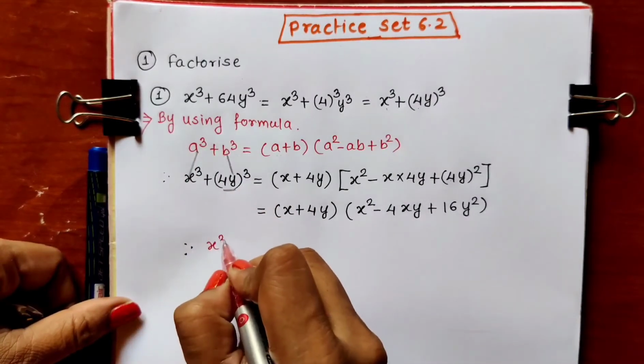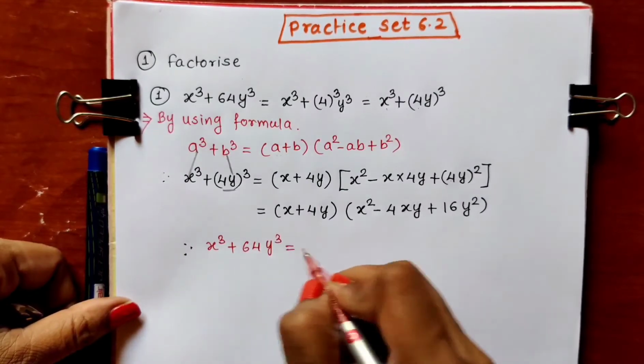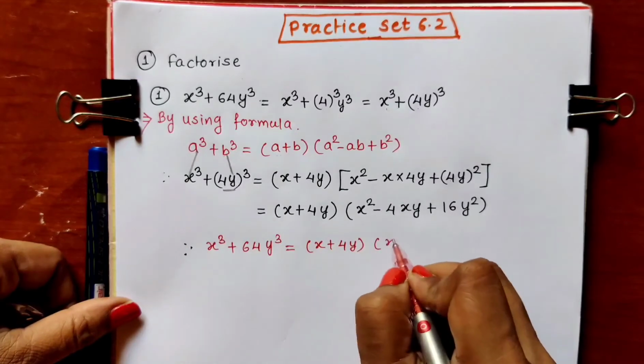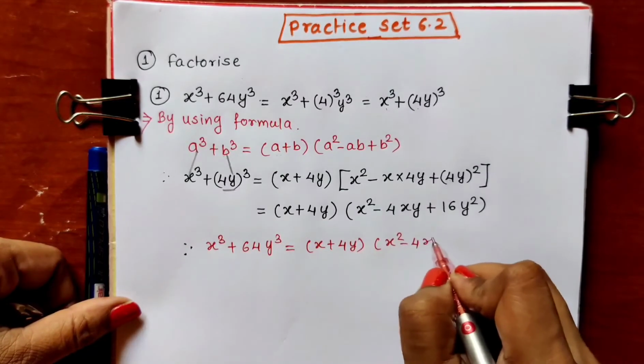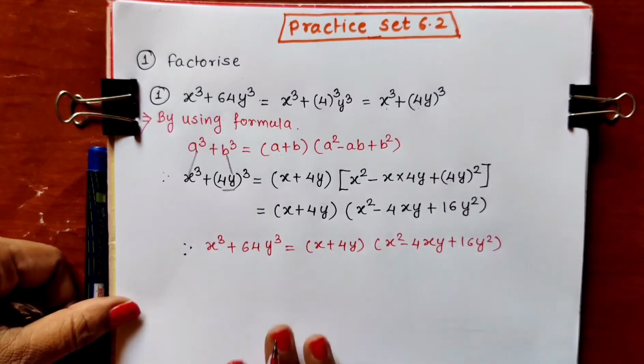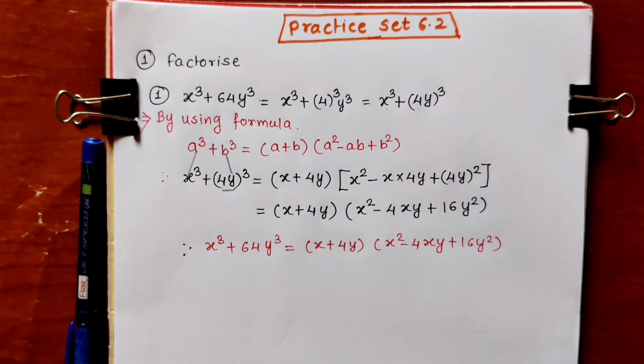The given question is x cube plus 64y cube, which is equal to x plus 4y in the first bracket and x square minus 4xy plus 16y square in the second bracket. Okay, so in this way we have to apply the formula to all these sums.